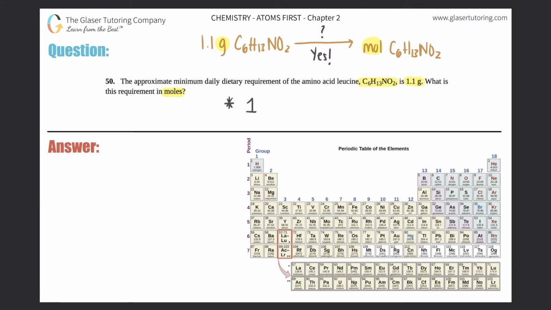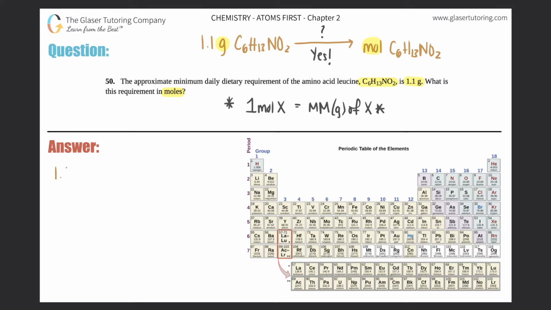But you guys should always know that 1 mole of anything, which I represent as X, always equals the molar mass in grams of that which is found on the periodic table. All right? So 1 mole of anything always equals the molar mass, mm, in grams. Okay. So essentially, we just got to go from 1.1 grams of leucine to moles. So let's start it off.